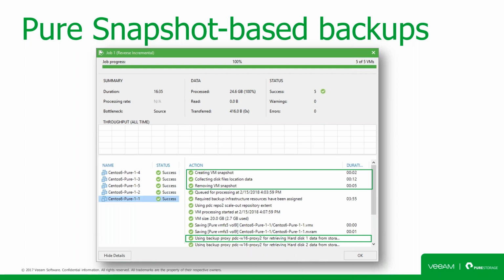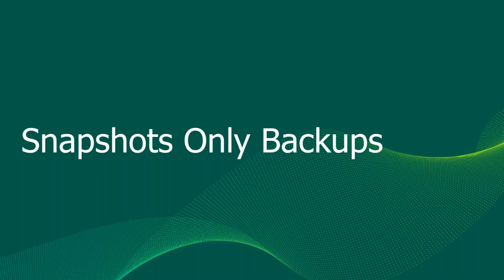And then the next step is you should be able to see, using backup proxies, the transport mode. So if you're not using a storage snapshot integration, you should see a hot-add mode, or an NBD, which is the network mode, or the direct SAN access mode. But if the storage snapshot API integration is working, and it's using that snapshot for backups, you should be able to see accessing data from a storage snapshot. Okay, so that's the backup from storage snapshot.